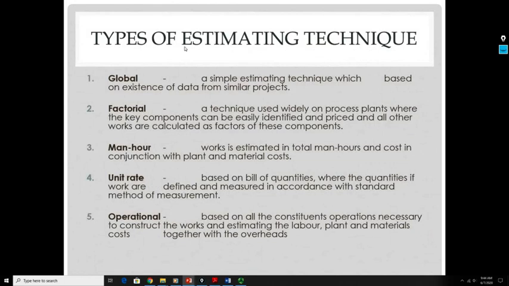Then the types of estimating technique. The first one is the global technique. Number two is the factorial technique. Number three is the man-hour technique, number four is unit rate, and lastly the operational technique.